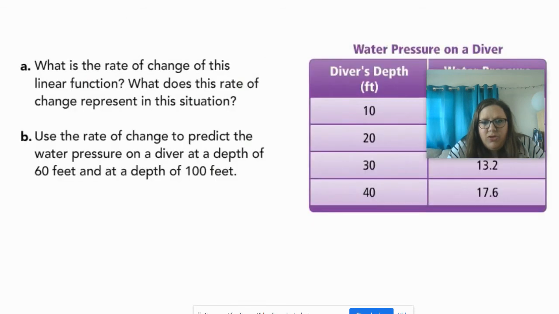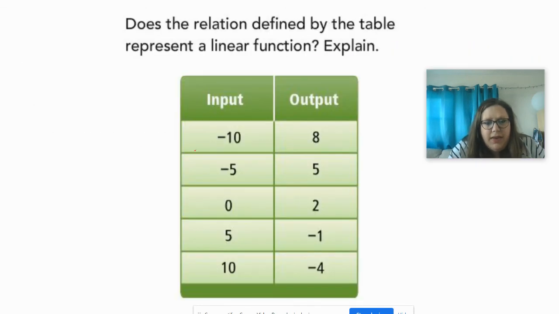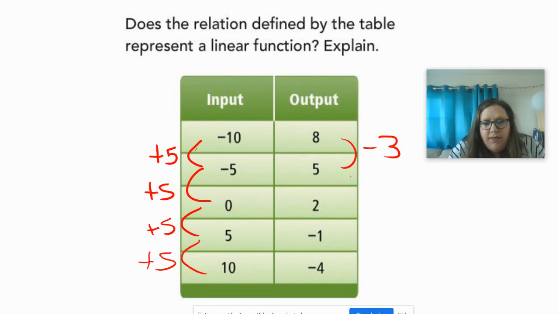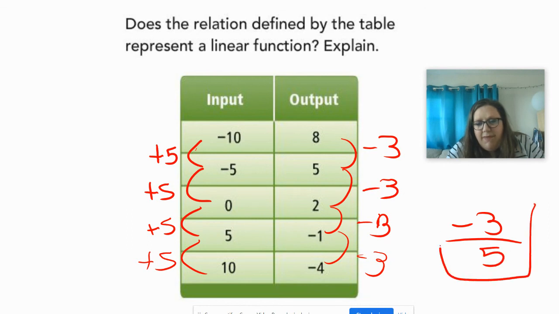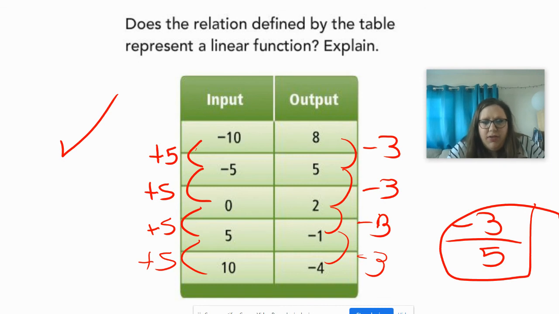Does it represent a linear function? Let's see. Negative 10 to negative 5 would be adding 5. Negative 5 to 0 is plus 5, plus 5, plus 5. And then 8 to 5 is minus 3. 5 to 2 is minus 3. 2 to negative 1 is minus 3. And negative 1 to negative 4 is minus 3. So the y's are decreasing by 3, and the x's are increasing by 5. So that would have a slope of negative 3 over 5. So that does check out as linear.